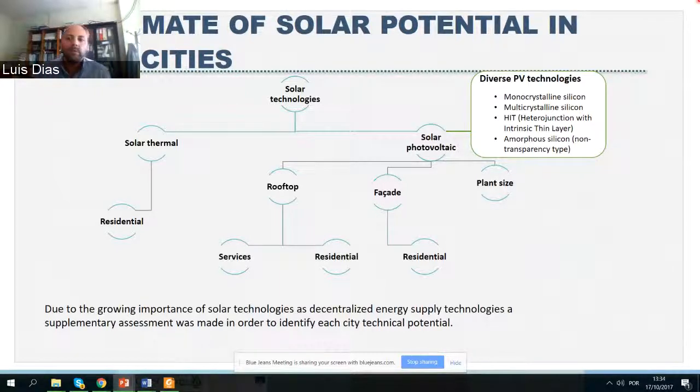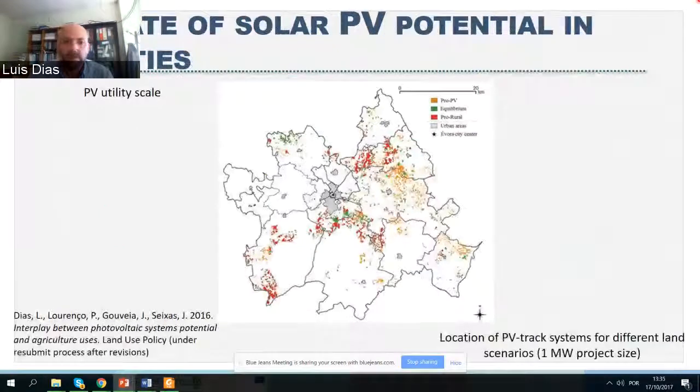In terms of solar technologies, the potential was analyzed for different technologies, from solar thermal to solar PV, in terms of rooftop, plant size and facades, and different PV technologies. All this was made through robust approaches, mainly for the plant size. For the PV utility scale, here is a map of Évora showing the possible locations of PV utility scale systems, considering land use restrictions.